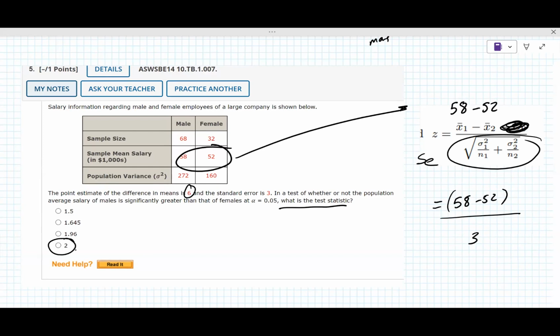Which is 2. Okay. Okay, I got that. Thank you. All right. Number 6.